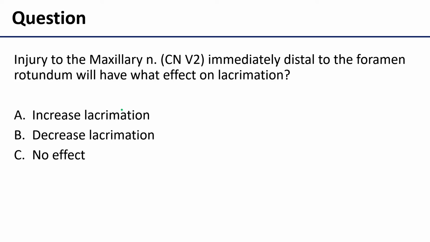Well, when we think about this, the postganglionic parasympathetic fibers from the pterygopalatine ganglion jump onto V2 well after it's been conveyed through foramen rotundum. So there may be deficits to the maxillary nerve itself, but the postganglionic parasympathetic fibers, which are hitchhiking, should not be affected by that. So there will be no effect on lacrimation.